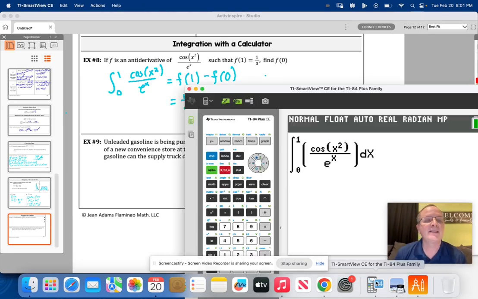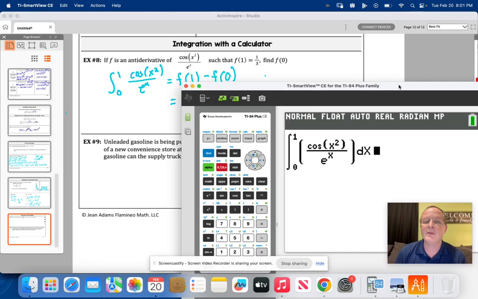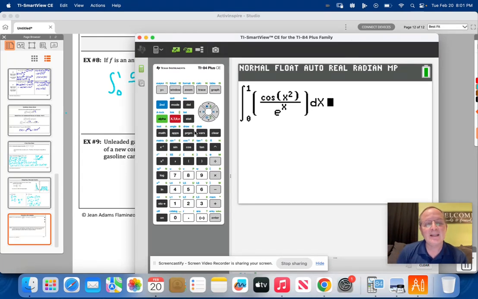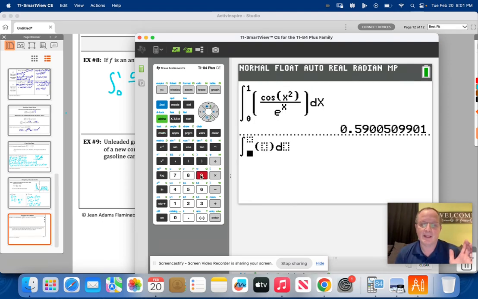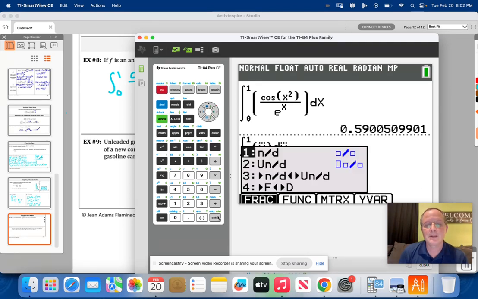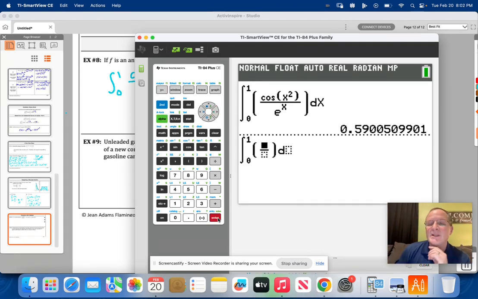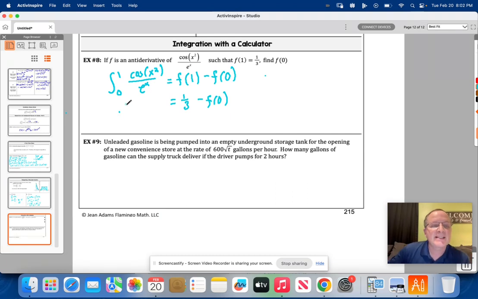All right, so I already typed it in. How do you do that? You go math 9. Here I'll show you how it's going to look. You go math 9, and then you're just plugging everything in. From 0 to 1, and then I just did pretty fraction right here. So I did alpha f1, and then away you go. All right, so it's 0.59. And if we're rounding to 3 decimal places, which they like us to do, 0.59 is going to be just fine.